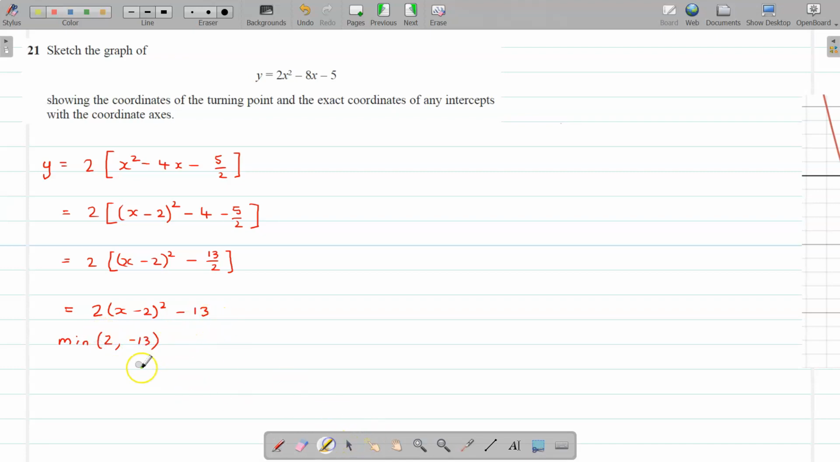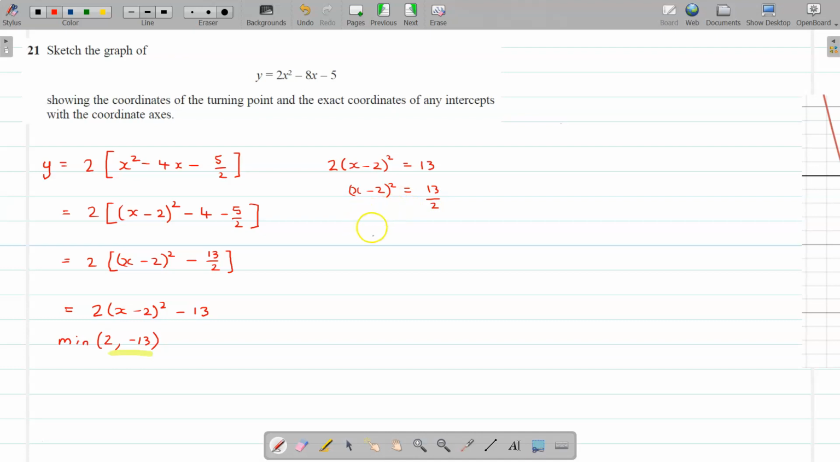So I'll need that piece of information in a minute. I'll just highlight it there. Now I'm going to solve the equation, and because I've already completed the square, I might as well do it that way. So I know that I need to set 2 lots of (x minus 2) squared to equal 13. Therefore (x minus 2) squared equals 13 over 2.